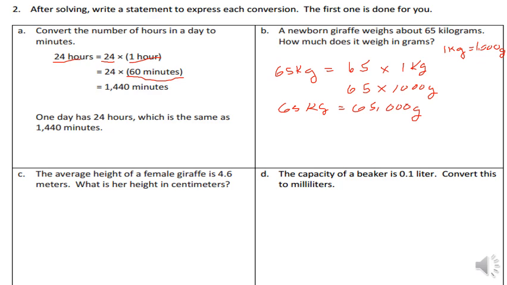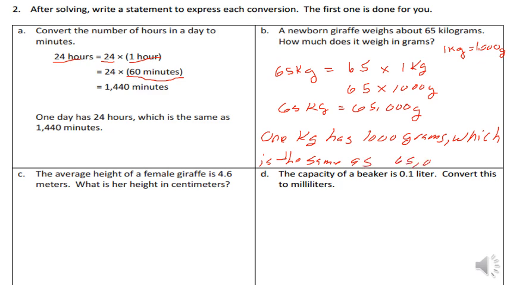So we're going to say 1 kilogram has 1,000 grams, which is the same as 65,000 grams.